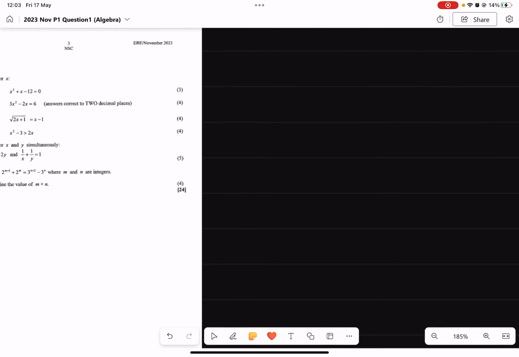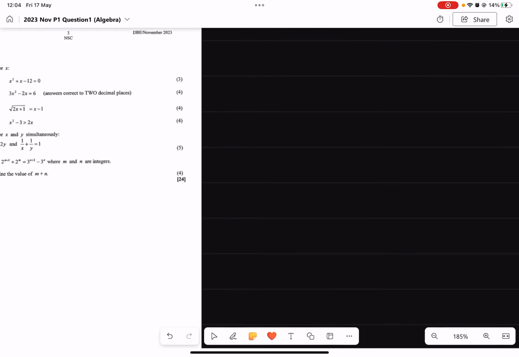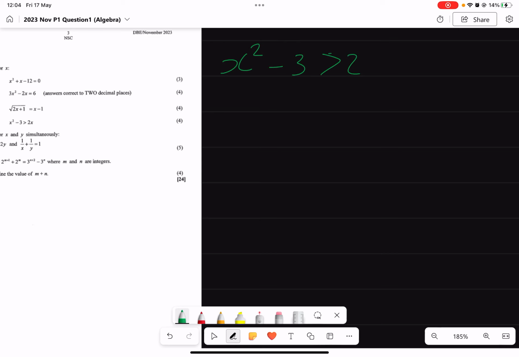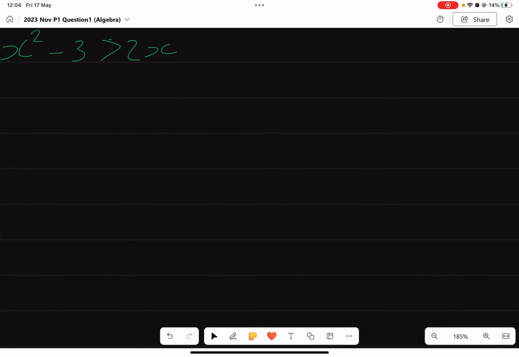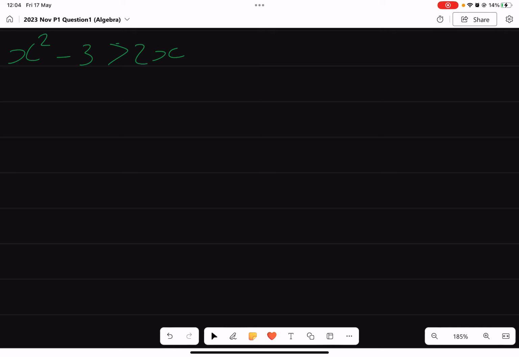Okay, awesome. So now the next question is an inequality. We have x squared minus 3 is greater than 2x. That is an inequality for 4 marks. Okay, let's see how we were supposed to do this one.